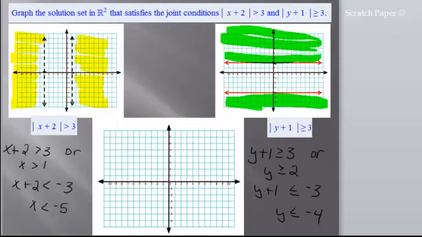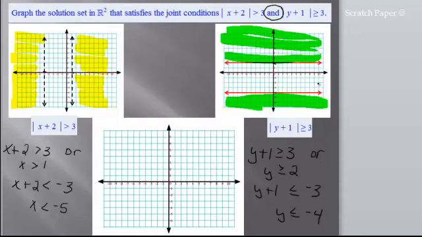Okay, now this is where we really have to think. In the original problem, it says an and between those two inequalities. That means we want to take this graph, the yellow one, and the green one, and overlap them and see what they have in common.